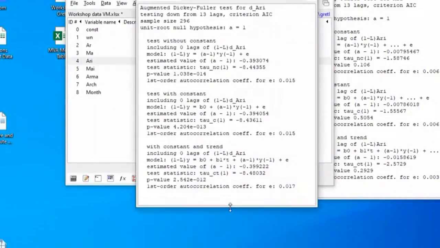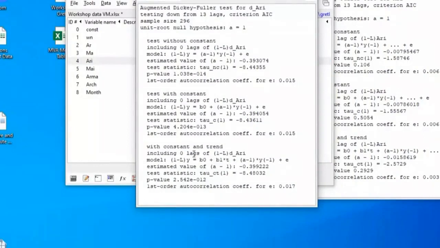So in all the cases, now we have values less than 5%. That means we reject our null hypothesis. This is 0, this also is 0, and the p-value here also is 0. So less than the conventional 5%, we reject the null hypothesis. That means the series is stationary, there is no unit root. The first difference is stationary, I(0). The level variable is I(1). So we have one unit root.